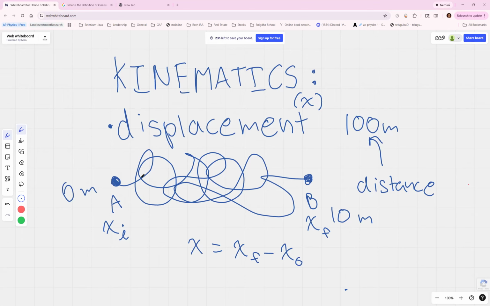So that means if a person were to travel this path and go back and forth like this, they would travel a distance of 100 meters, but the actual displacement that they would make would only be 10 meters, because that is the distance between the final position and initial position. So to make sure that this difference is understood, let's go over a few example problems. Okay, so let's do that.